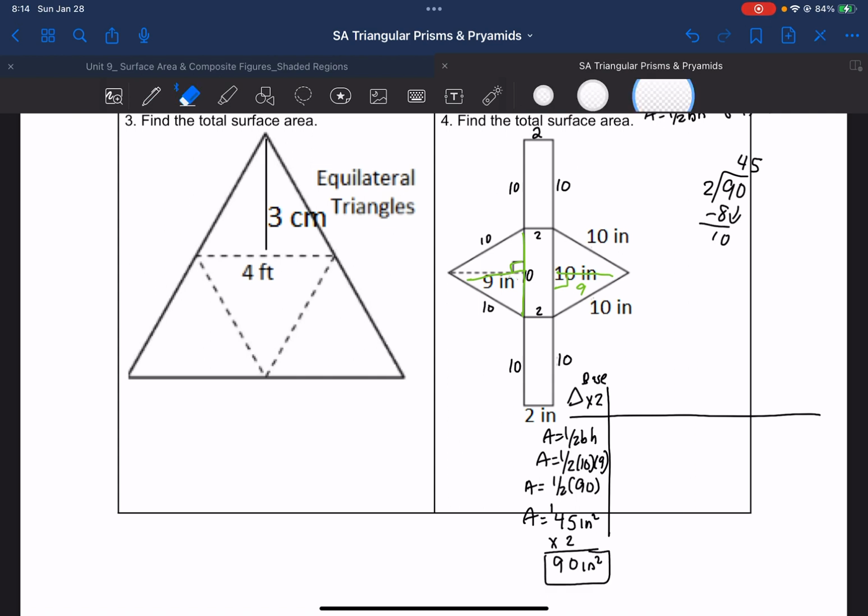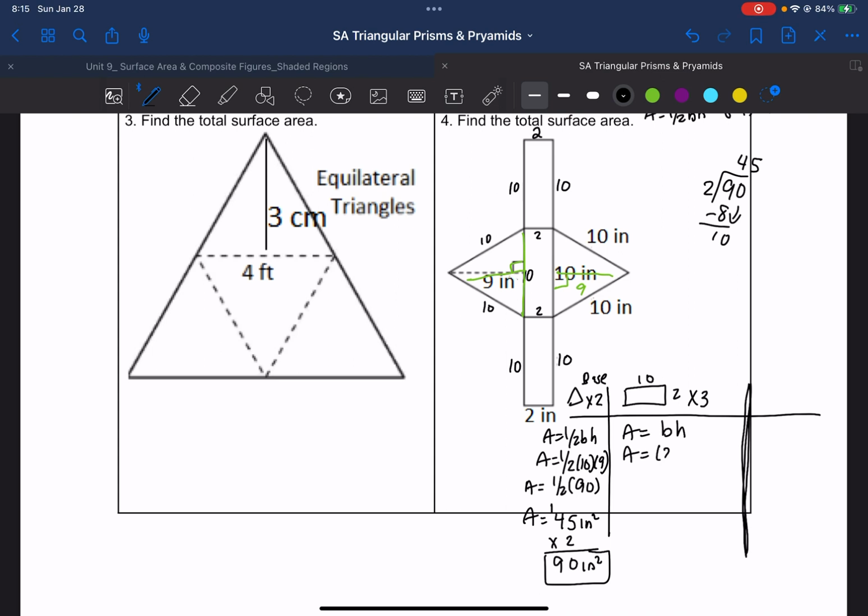Now, let's go to the rectangle. Oh, stop doing that to me. Okay, it's going to be a 2 by 10, okay? And this is times 3 because there's 3 of them, okay? All right, so area is equal to base times height. It would be 2 times 10. Now, 2 times 10 is going to be 20. So if I come back over here and I write all of these, this one, remember, was 45, 45, okay? And these are going to be 20 each.